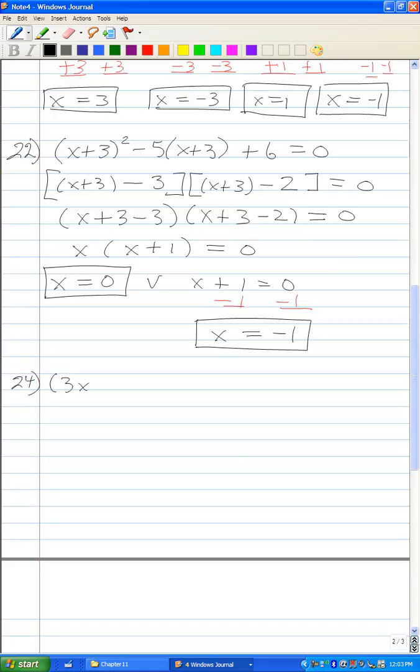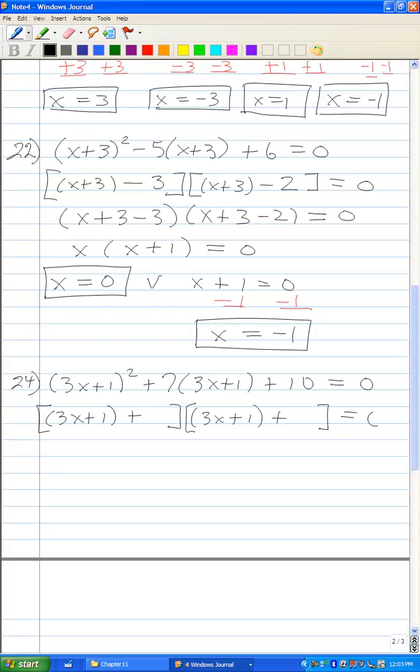(3x + 1)² + 7(3x + 1) + 10 = 0. So again, I can factor this. This is quadratic in the variable 3x + 1, and it's monic. So in the variable 3x + 1, bring down the plus; plus times plus is plus. I want two whole numbers whose product is 10 and whose sum is 7: 5 and 2.